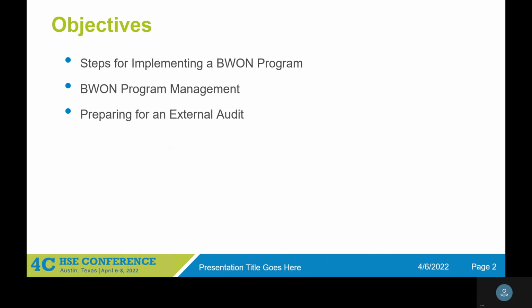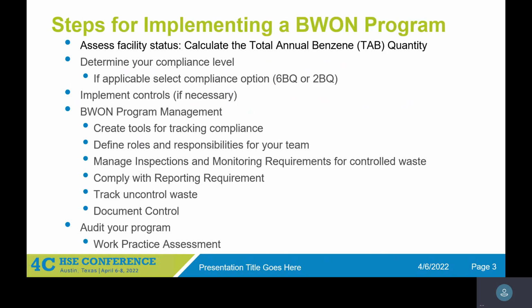Excellent. Okay, well, BWON is a difficult program because it's an air rule, but it's regulated on water. So it is concerned about benzene emissions, but deals with the water portion of the streams. So the steps to implement the BWON program is first assess your facility status.